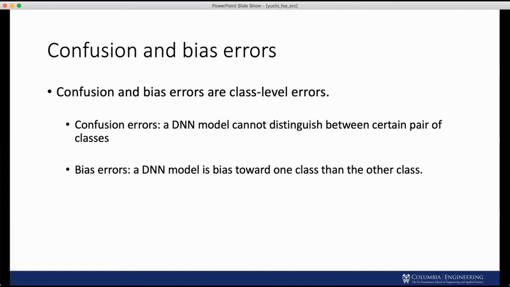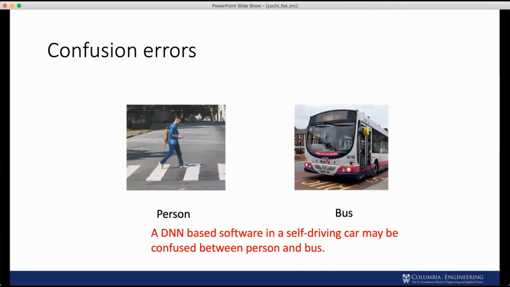If a DNN model cannot distinguish between two classes, it is a confusion error. If a DNN model is biased toward one class over the other class, it's a bias error. For example, a DNN-based software used in a self-driving car may be confused between person and bus, because in training data, bus and person may always appear together. This is very dangerous.